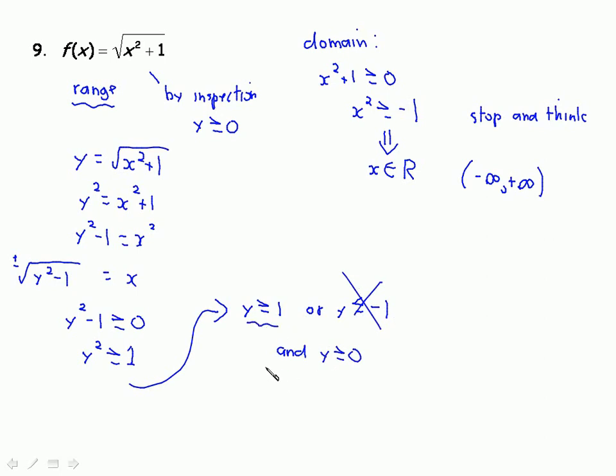So we have to take these two together. We look for the numbers that are both greater than or equal to 1 and greater than or equal to 0. And this will then give us, simplified, that y has to be greater than or equal to 1. Those are the only numbers that are both bigger than 1 and bigger than 0.